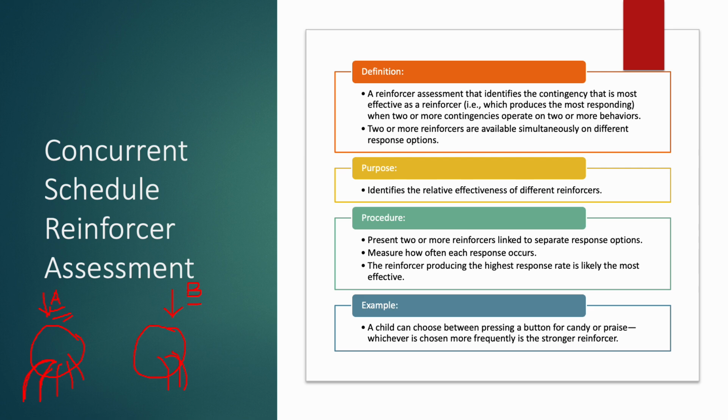You'll see an example of what this looks like on the next slide also. So as I mentioned, the purpose of this assessment is to identify the relative effectiveness of different reinforcers. You can compare them to each other, and I can see, okay, they allocated 10 responses on the side where they received reinforcer A, and they allocated 3 responses on the side where they received reinforcer B. Both are reinforcers, but item A was just a more potent reinforcer, let's say. Okay.